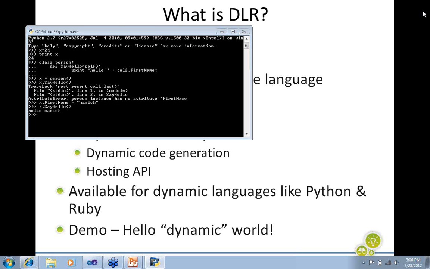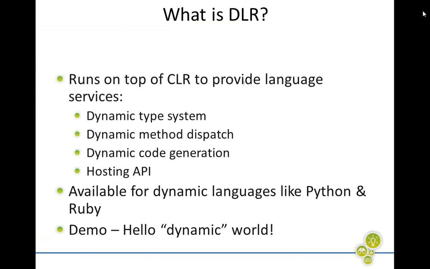Coming back to our presentation, the other service that DLR provides in .NET is a hosting API, which allows me to use Python features or Python scripts within a C# program. So we will look at that hosting API and how it is used and so on. So let's actually look at all of these features as they're being used from within a C# application, a hello world kind of an application.